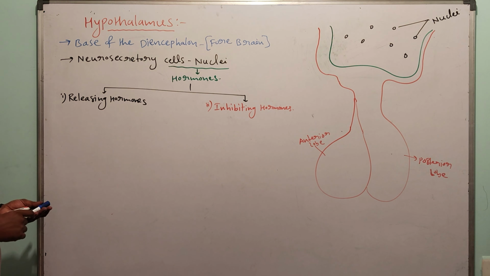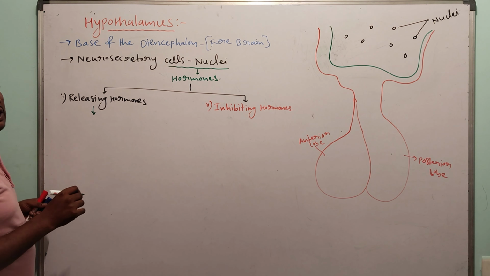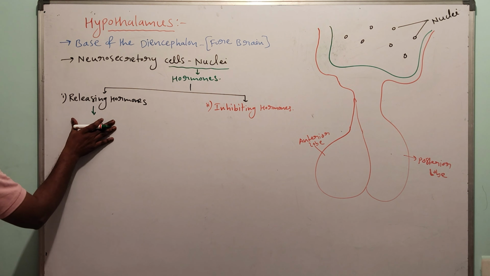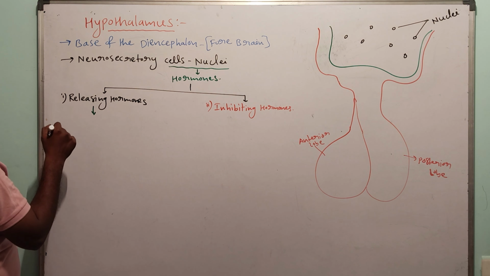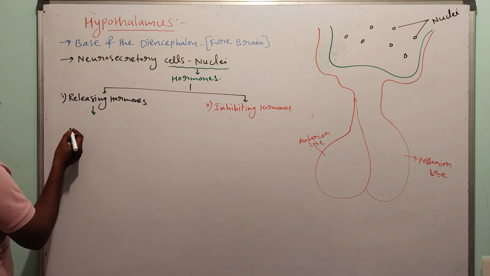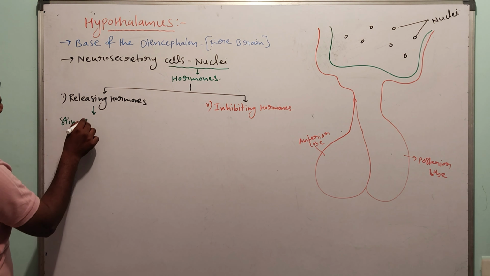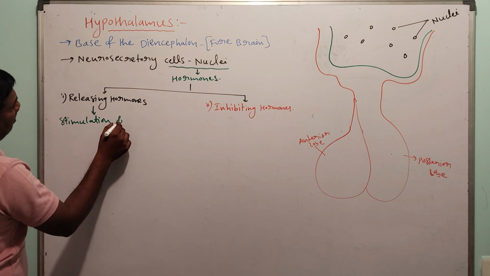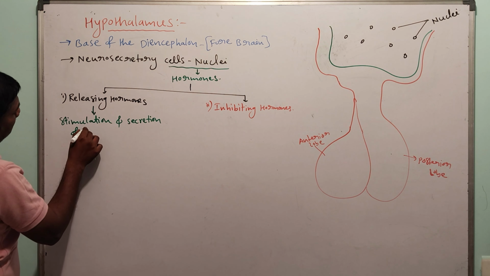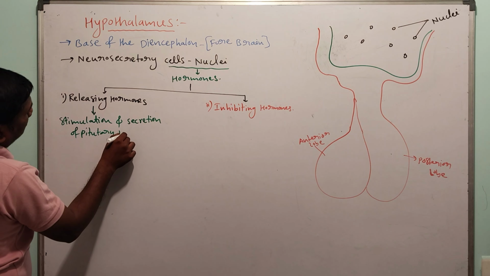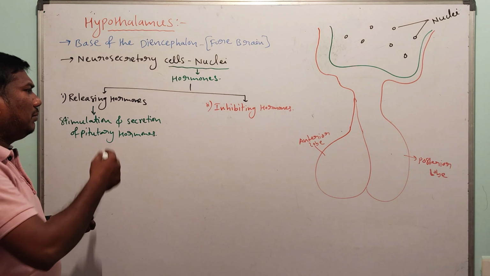First one, releasing hormones. These releasing hormones stimulate the synthesis and secretion of the pituitary hormones. They stimulate the pituitary gland to secrete. Stimulating the secretion of pituitary hormones means releasing the pituitary hormones.